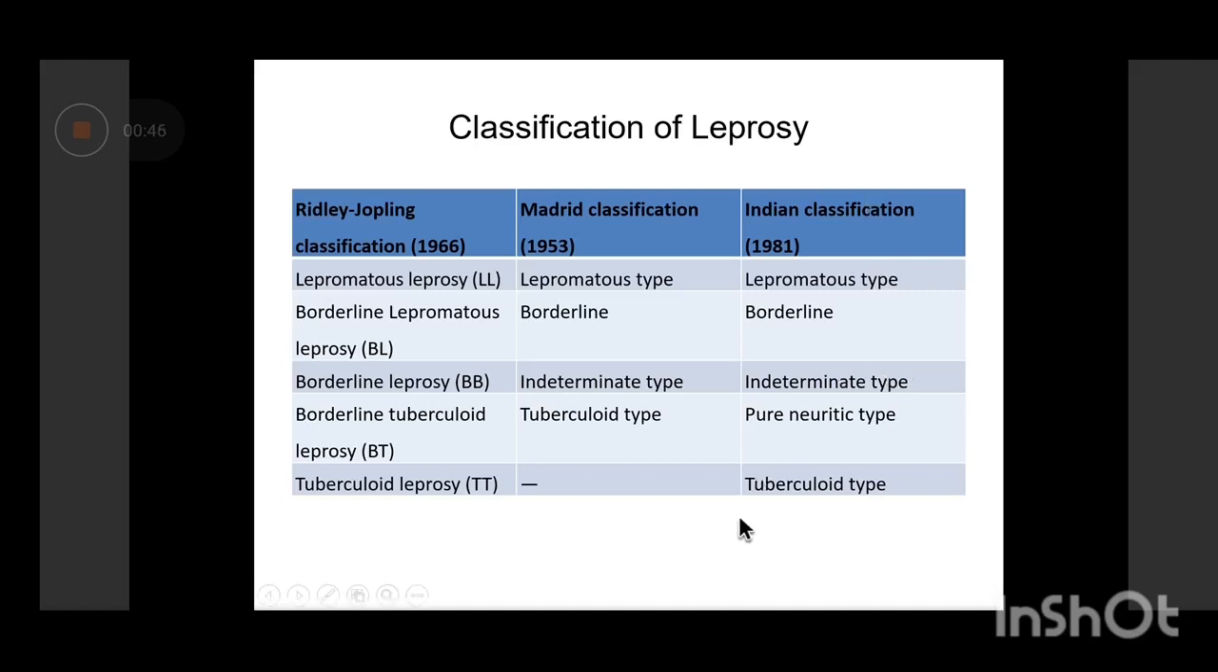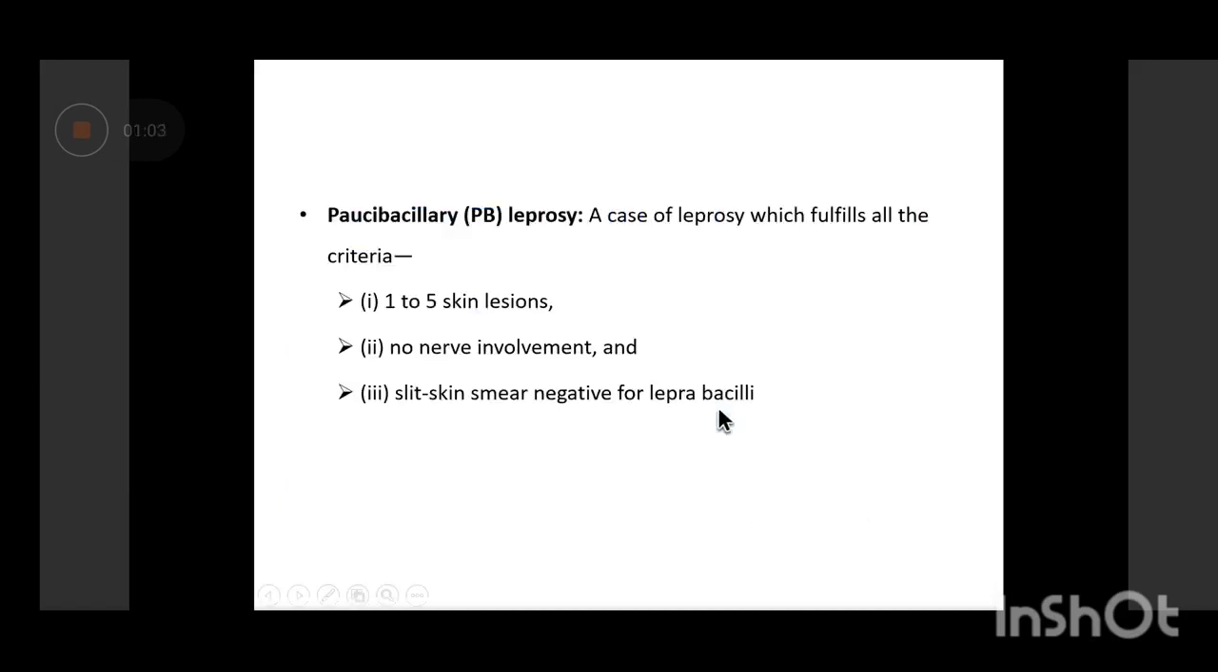So you need to remember that there are two broad classifications, two poles. There is lepromatous leprosy and there is tuberculoid leprosy, and in between we have borderline, intermediate, and so forth. So basically, the two clinical classifications are these.